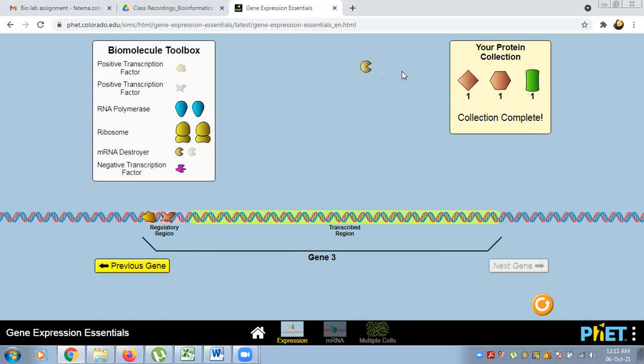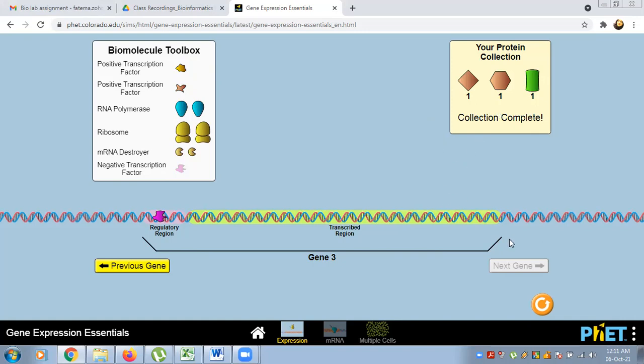placing the mRNA destroyer back to the toolbox. Because I'm done, I will place the negative transcription factor on the DNA. Okay. Now you can see I have all types of protein in the protein collection box.